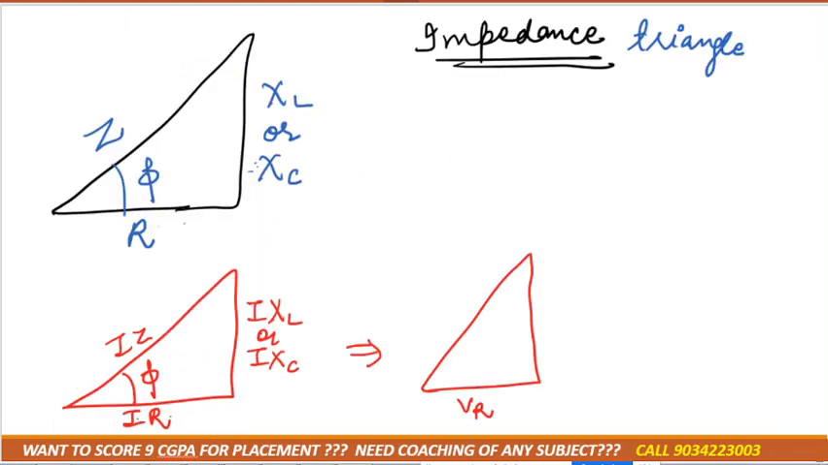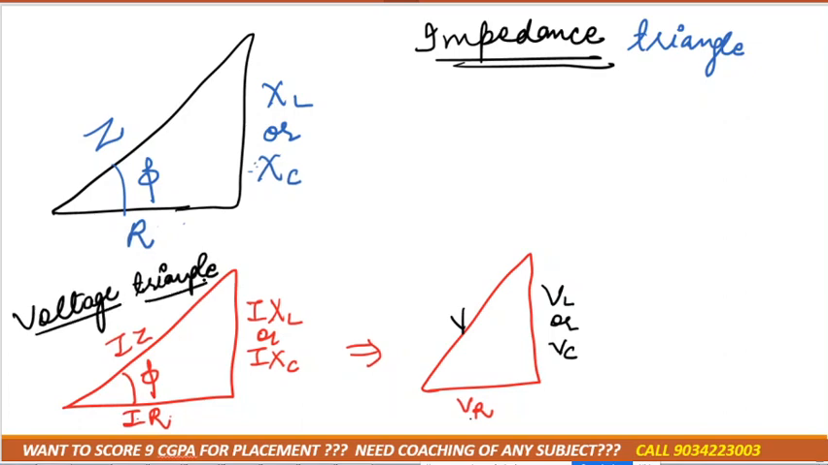So we are having the impedance triangle, this one, and the voltage triangle with VR, VL or VC, and here is V. This one is known as the voltage triangle. So from these triangles we can get every formula.